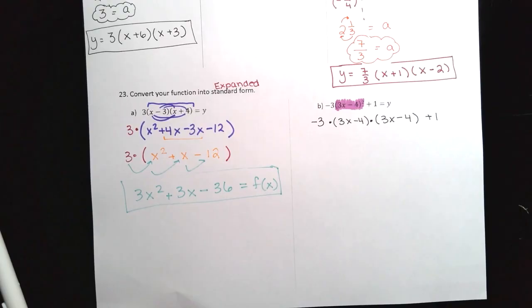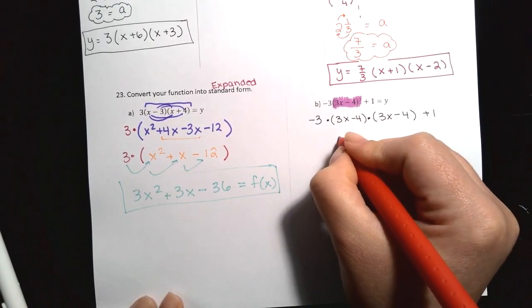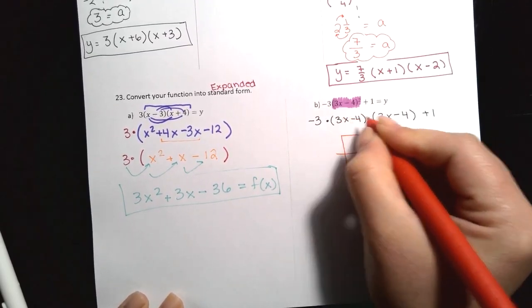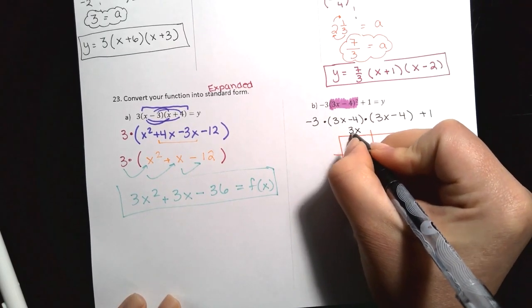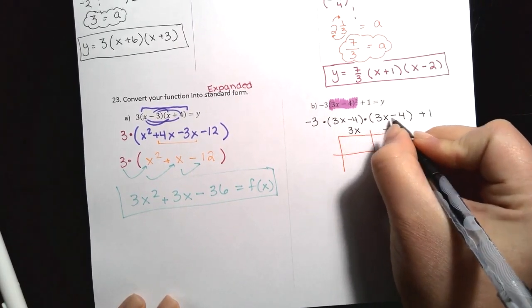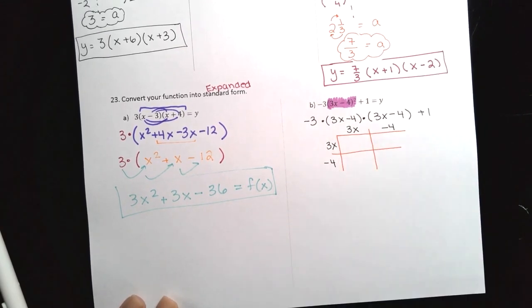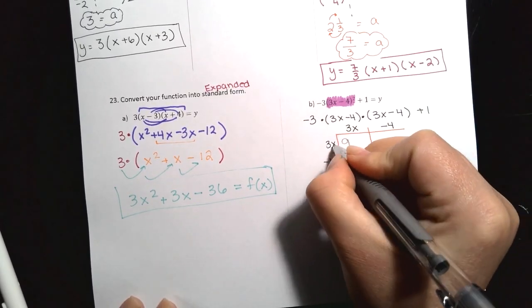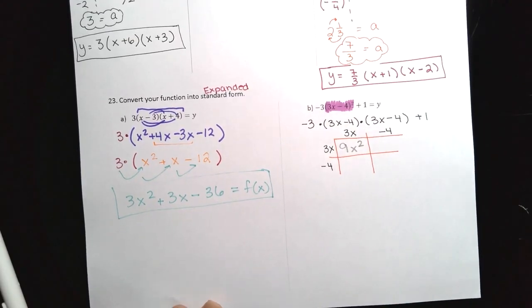You can also use box method. Let's do box method since I did use distribution here. For the box method, you're going to draw a box. You're going to pick one of the parentheses, one of the bubbles, and on one term I have 3x, the other term I have -4. For the other parentheses, I do have a term of 3x and a term of -4. Now this works just like a regular multiplication table where you're going to multiply 3 times 3, 9, x times x is x squared, and then write your product, write your answer inside of the box.